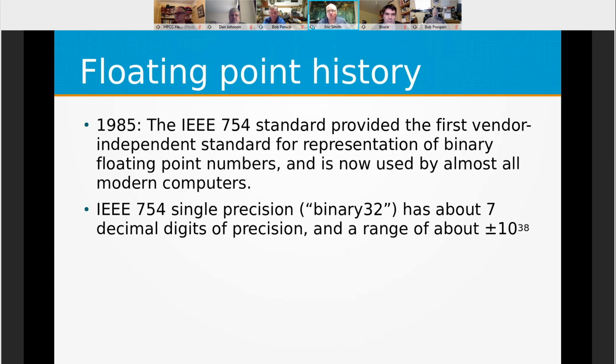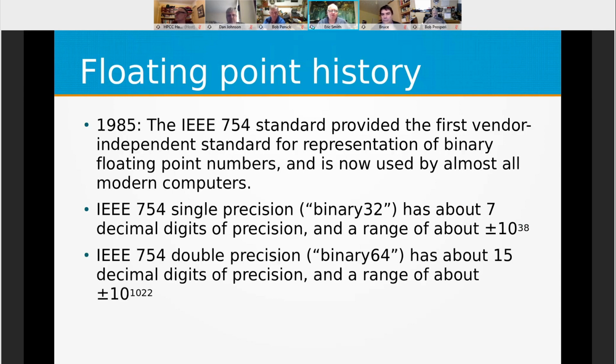So single precision has about 7 digits precision and a range of about 10 to the plus or minus 38th. Double precision, 15 digits precision, range about 10 to the 1022nd, which, if there's any commonplace need for floating point numbers outside the range of plus or minus 10 to the 1000th, I have not ever heard of it.